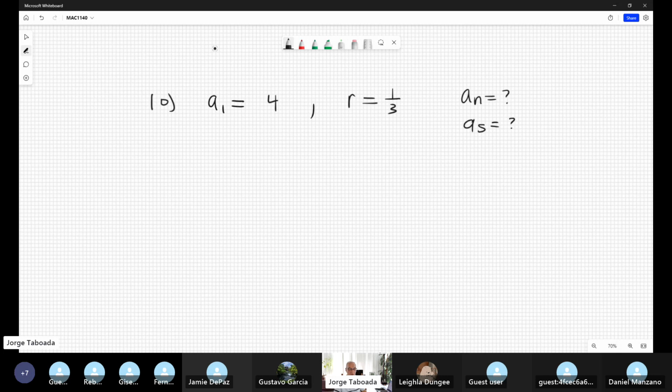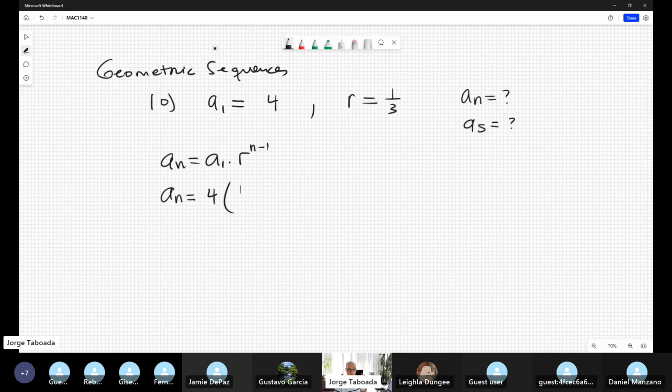What is the formula for the geometric? How do you know it's geometric? Well, you know the geometric sequence because they are talking about r, not d. r is a common ratio. So the formula for geometric sequence is a sub n is equal to a1 multiplication r to the n minus 1. In our specific example, a sub n is equal to 4, and you have 1/3 raised to the n minus 1. And you can leave it like that, no problem. This is perfectly understandable.